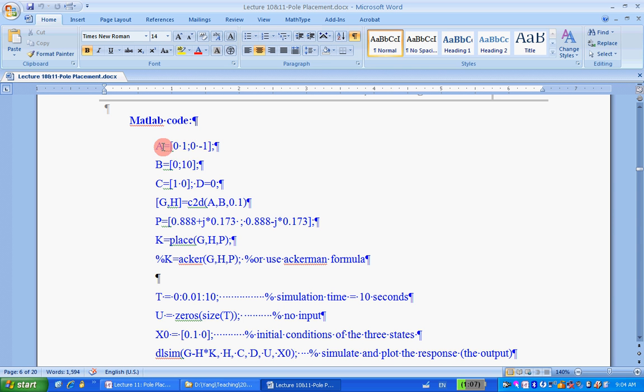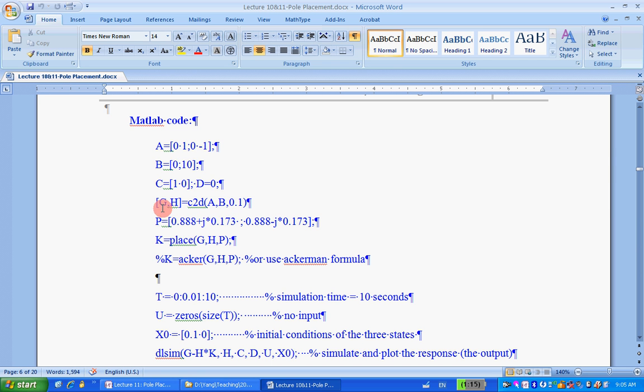First of all, A, B are the continuous system state space block, matrix. And then I use a C2D here to convert to the discrete. You probably see I didn't have the ZOH here, right? But C2D's default is zero order hold.